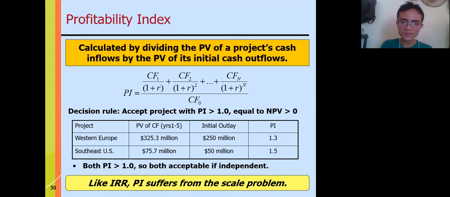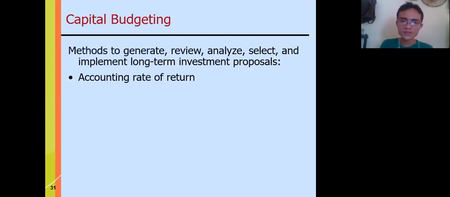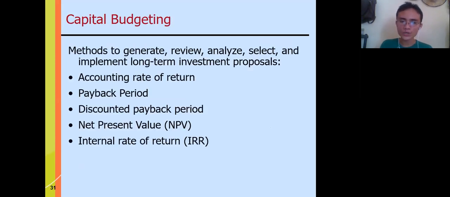Like IRR, PI suffers from a scale problem, because it depends on the amount of the investment as well as the timing of the cash flows. These are again our rates that we are going to use. In fact, it becomes 6 already, as opposed to the 5 that I said.